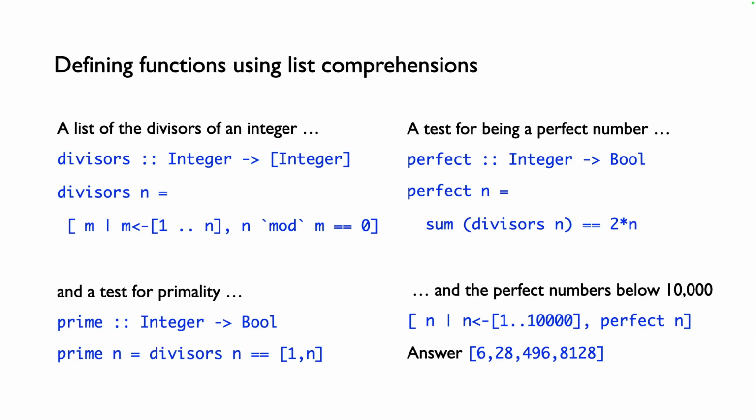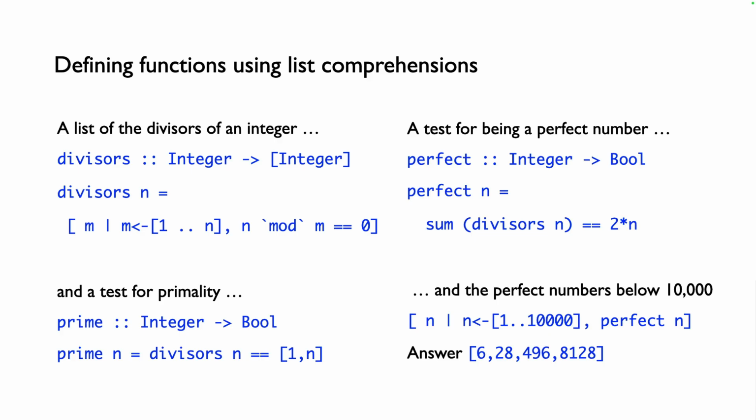Another example is a test for being a perfect number. A perfect number is one where the sum of the divisors smaller than it add up to the number itself. So the divisors of 6 are 1, 2, 3 and 6. And if you add 1 and 2 and 3, you get the answer 6. But if you add all the divisors, it's 1 plus 2 plus 3 plus 6, which is 12. So the test for being a perfect number is that the sum of the divisors is equal to twice the number itself.